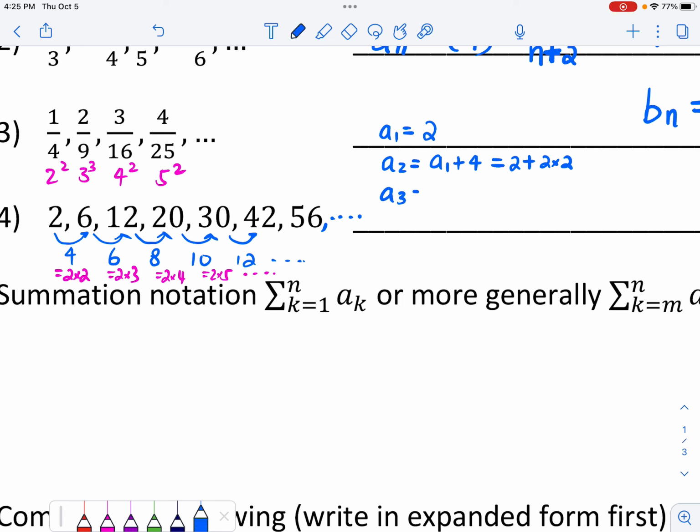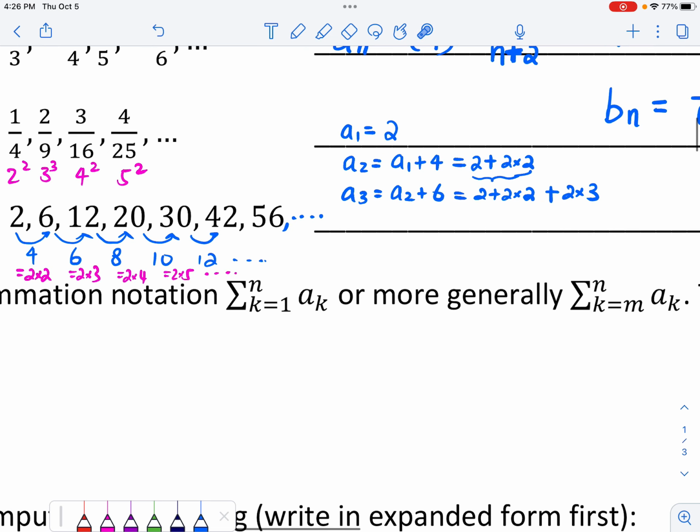Now, how do you find A3? Basically, you take A2 plus the 6. So how do you find A3, the 12? You add 6 to your second term, right? And again, we just write what A2 is. A2 is this guy, 2 plus 2 times 2, coming from above, plus the 6. What is 6? 6 is 2 times 3.